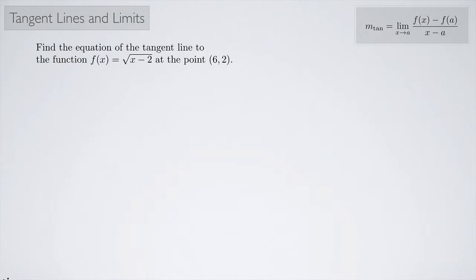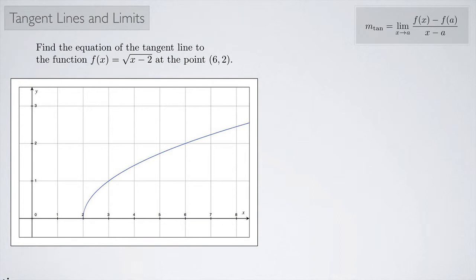Let's look at one more example. Find the equation of the tangent line to the function f of x equals the square root of x minus 2 at the point (6, 2). Here is a graph of this function. So it's your square root graph that has been shifted to the right by 2 units. And here is the point (6, 2). That's this point right here.